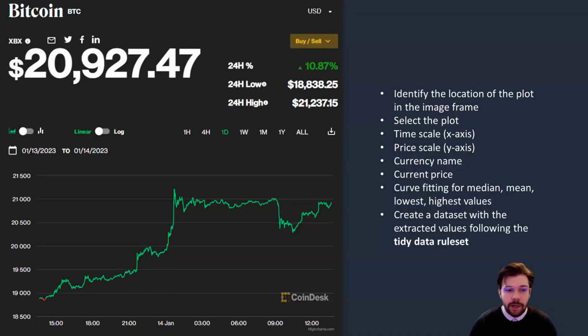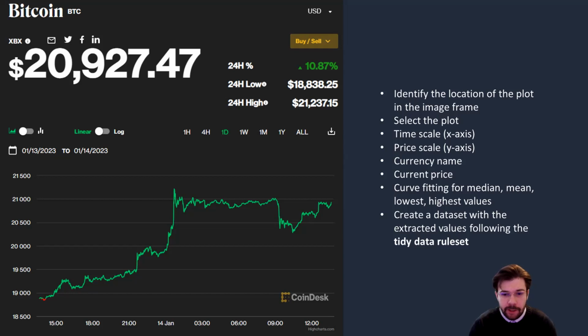If we look here on the left, we can see from CoinDesk a chart that shows the price for Bitcoin, and it is divided into the price on the y-axis and then the time on the x-axis, with a curve in the chart itself that shows the variation over time of the price.